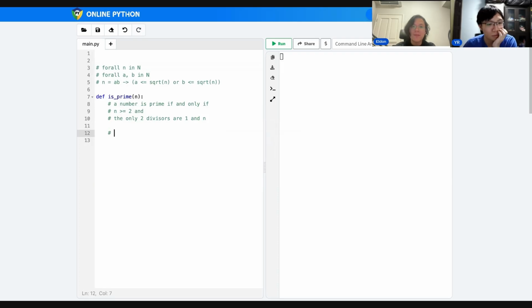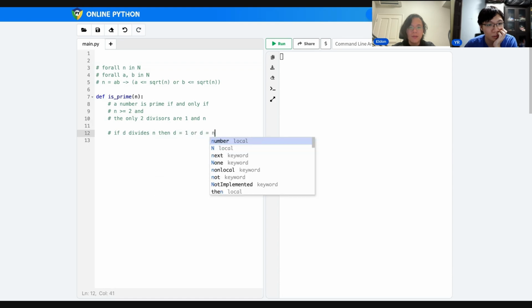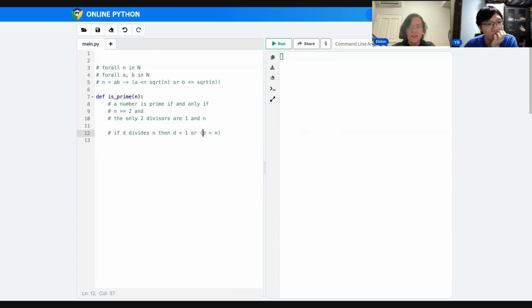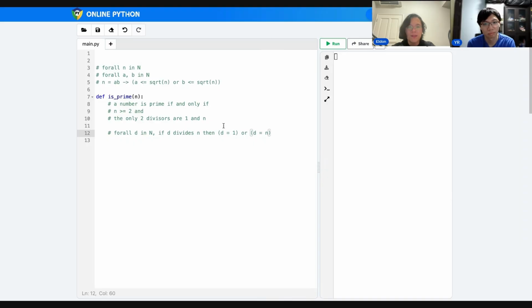There's a way of writing this mathematically, by the way. The way you would write it mathematically is: for all d in N, if d divides n, then d equals one or d equals n. This is how you would write it mathematically, and this means that n is prime. But anyway, not the point right now.